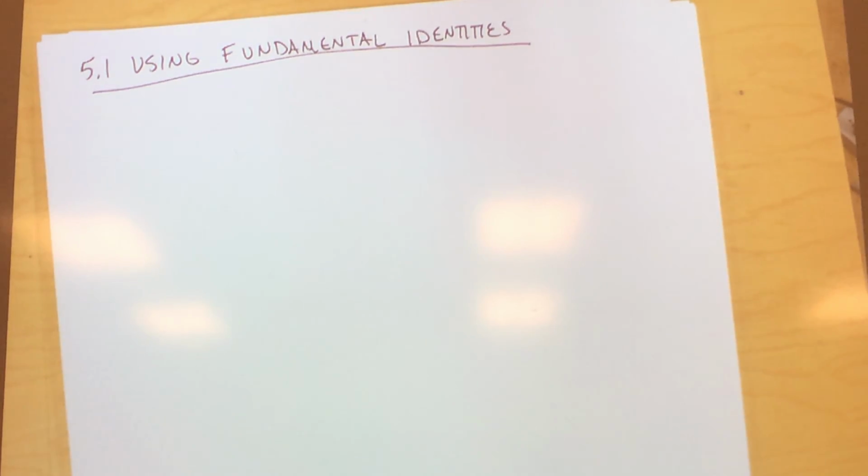So we're fixing to start 5.1, using fundamental trig identities. I gave you about 5 to 7 minutes to copy down the trig identities. You should know those by now. Were you familiar with them when you copied them down? Everybody good with that? Okay.